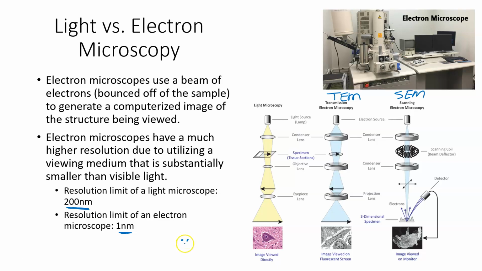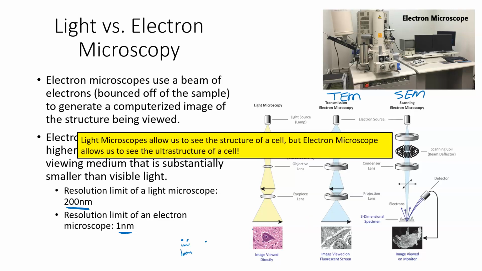If those dots are 1 nanometer apart, with an electron microscope we can actually resolve and see that those are two specific standalone points. Whereas with a light microscope, if these were 1 nanometer apart, they would be so small that they would still appear to be one point, if we could even see that point at all, right?